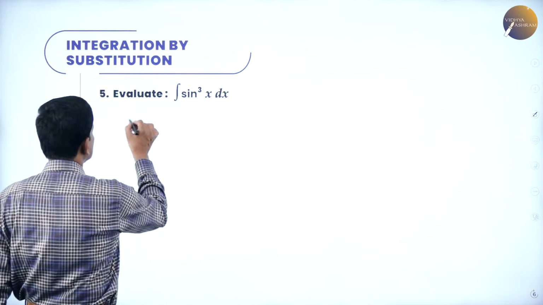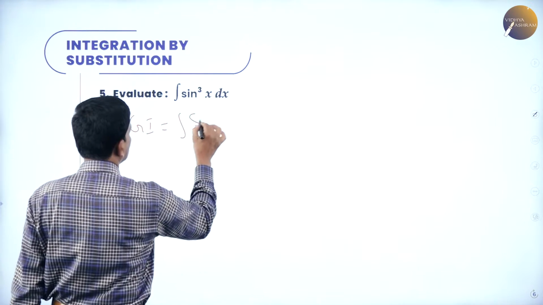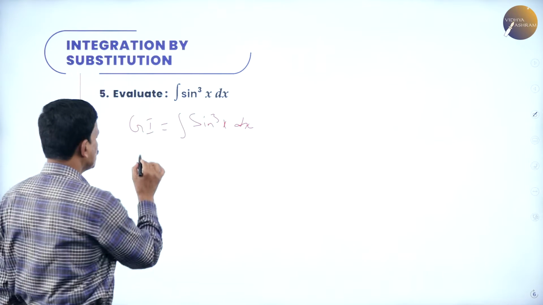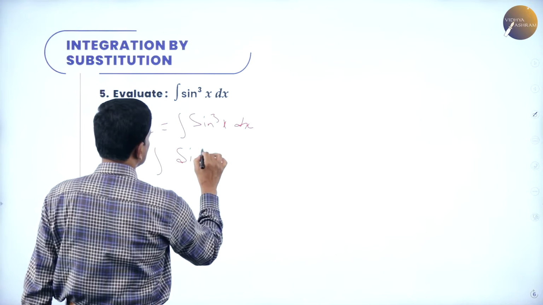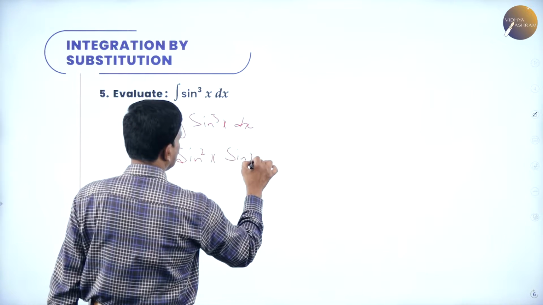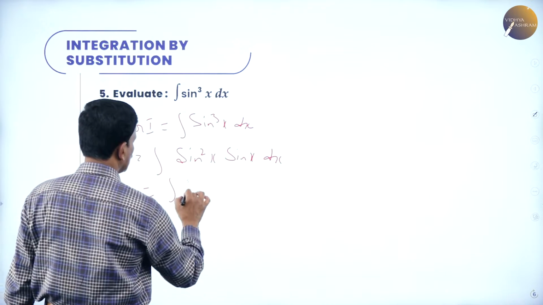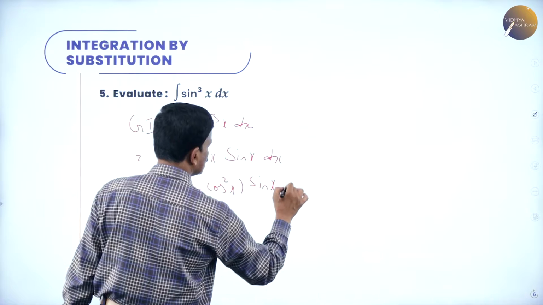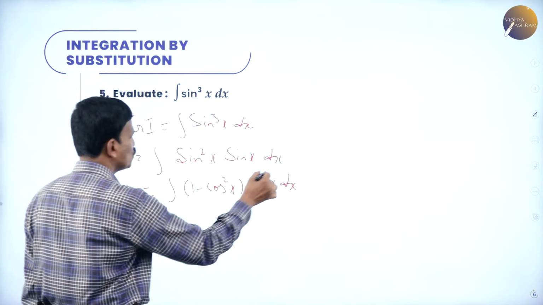So sin cube x, the given integral, can be written as sin square x into sin x dx. Now this sin square can be written as 1 minus cos square x into sin x dx. Now let us take the substitution.